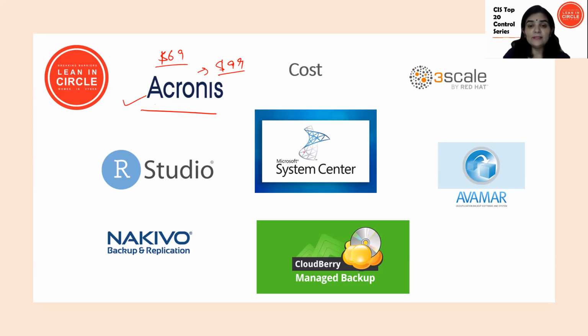If we talk about 3scale by Red Hat, this is particularly an API management platform, which works on API traffic control, deployment options, and access control, and gives analytical insights. For the pro version you have to pay $75. Again, you can check the other options which are available. If we talk about R-Studio, this is basically a data recovery tool. We can use this for data recovery, and this is software basically.